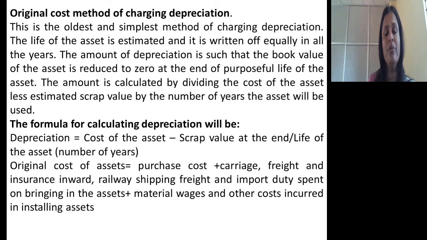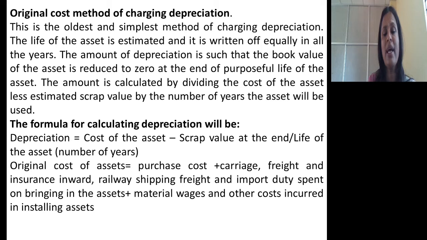We know that the original cost method is the oldest and simplest method of charging depreciation. Under this method, the life of the asset will be estimated and the original cost of that asset is written off equally in all the years. In the sense, the original cost of the asset will be equally written off as depreciation till the lifetime of the asset. So, the amount of depreciation will be equal every year. As a result, the value of the asset will reach zero at the end of its useful life.